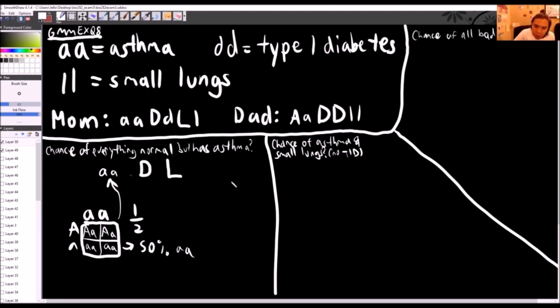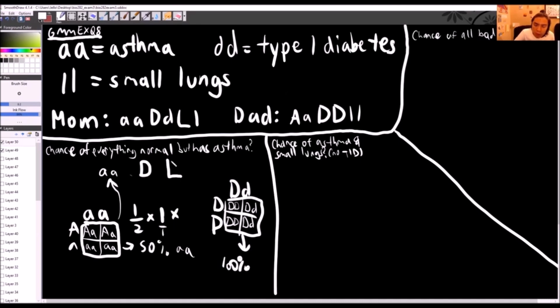Well, we'll just cross them now. There's a big D, big D, big D, big D, big D, big D, little d, big D, little d. Okay, we see that there is a 100% chance of having the dominant phenotype, so there's a 100% chance of having no diabetes. So that would be times 1, or 1/1.